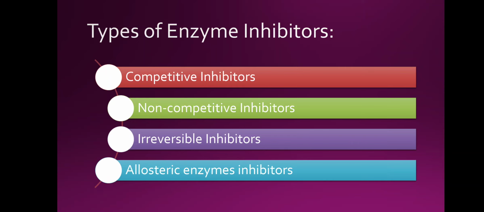Actually, the same data. We are studying this to know the types of enzyme inhibitors, because it is very popular in pharmacology work, exactly like the case scenario we started with. We have competitive inhibitors, non-competitive inhibitors, irreversible inhibitors, and allosteric enzyme inhibitors. It's very easy, by the way, and I'm gonna make it much simpler for you.